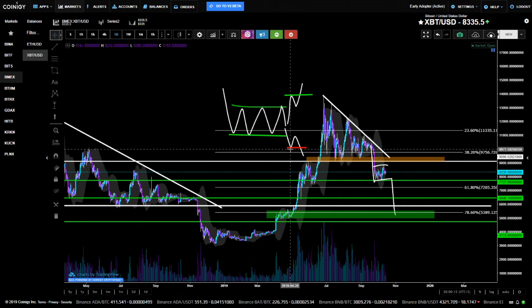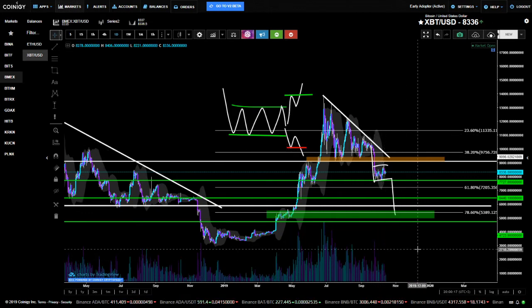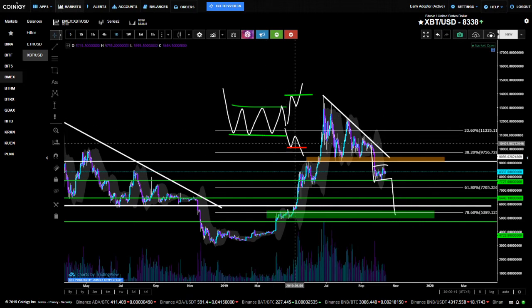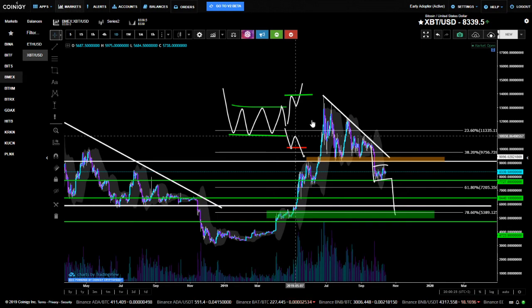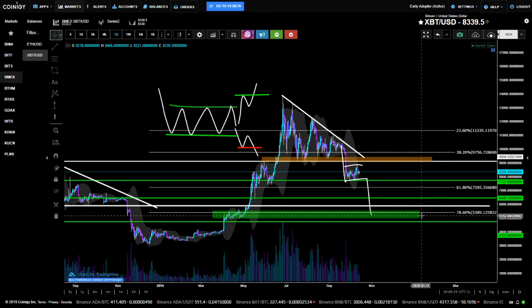So if the flag breaks down and there is a big volume spike attached to it. If there's no volume spike attached to it, I'm still gonna go short and short the retest, but I'm gonna be wary that it might be a fake out. I don't know if there's anything left.